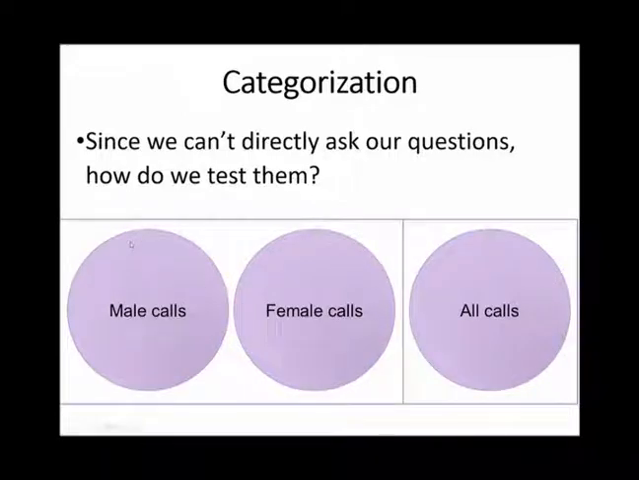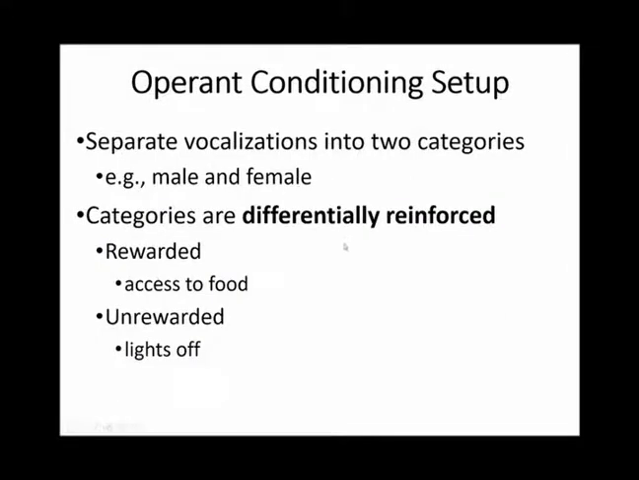So we're basically asking, do they group all of the male calls together and all of the female calls together? Or do they only care about calls in general and sex doesn't matter to them? So these are our two options that we wanted to look at. And so if that's our question, we of course want to create two different categories of stimuli. We're going to have male and female calls because we want to present the birds with male and female calls.